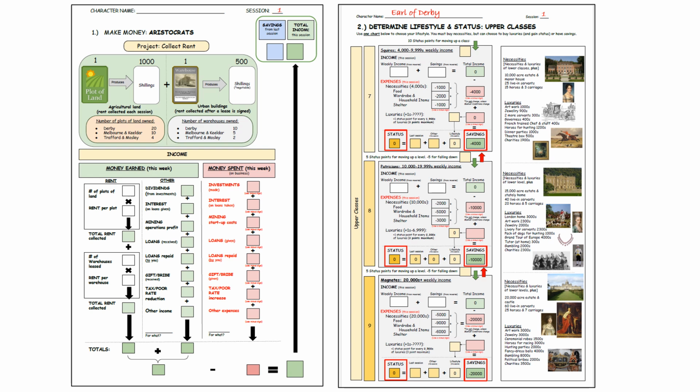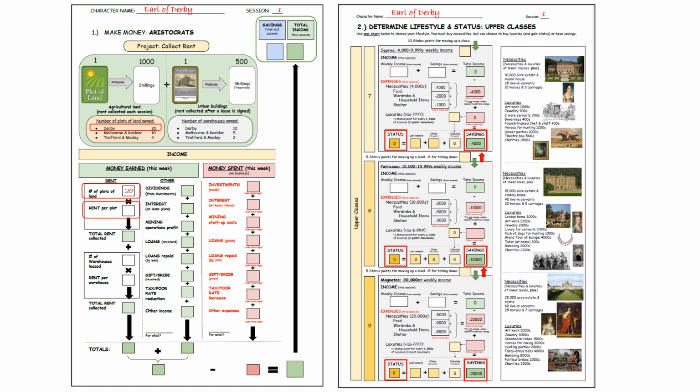Let's move to the other end of the social hierarchy, and we get to the Earl of Derby. Again, he puts his name at the top, and he makes money by collecting rent. How much he gets for rent depends on the number of plots of land he has, and it's at the top. He has 20 plots of land, more than anybody else.